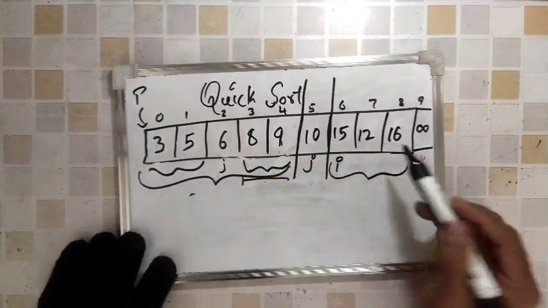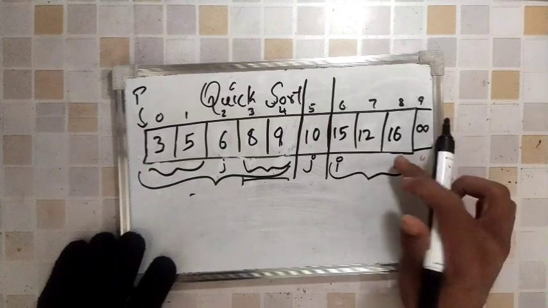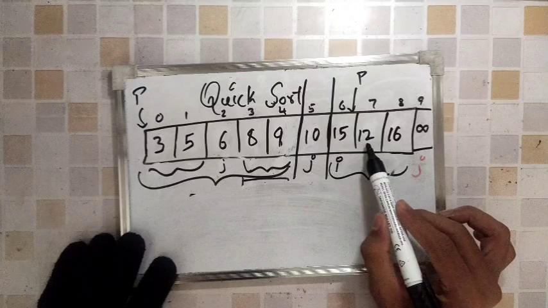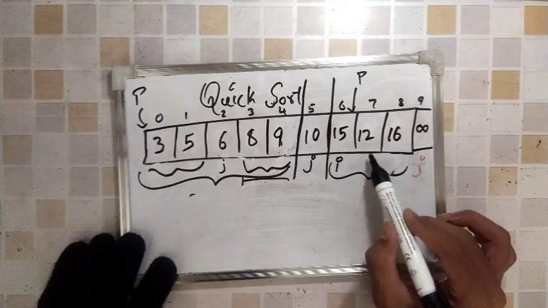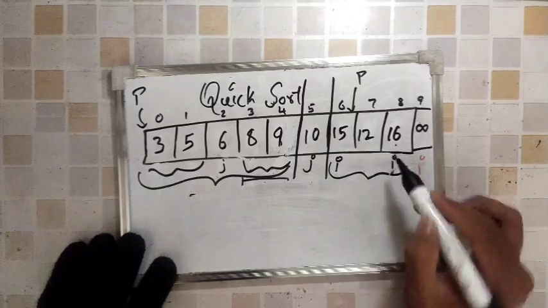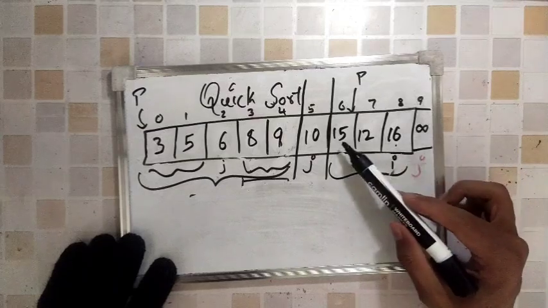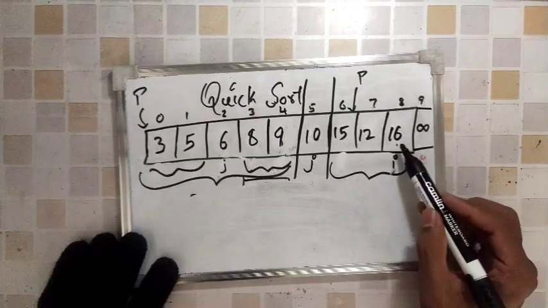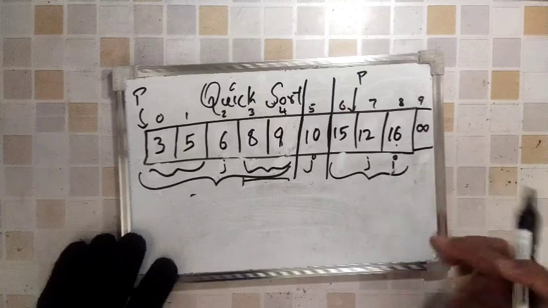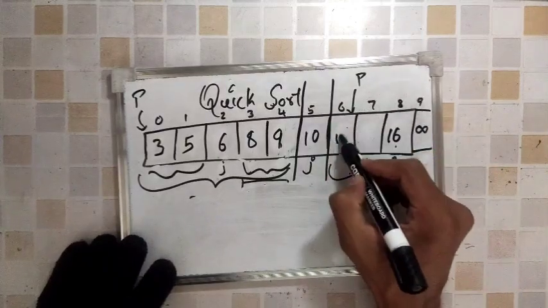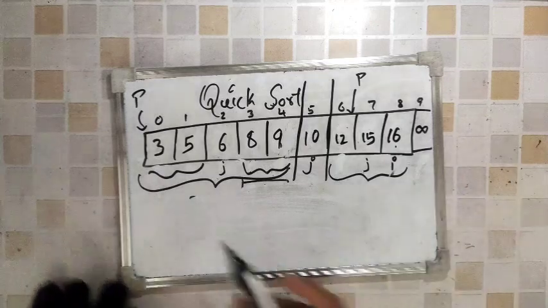Same thing happens here. i is here, j is here, this is my pivot. So i will increment, 12 is less than 15, so again it will increment to 16. So i comes here. j will decrement until it finds a smaller one. j will come here, it's not less. j will come here, yes, it is less, it will stop. Now the pivot and j will swap. So 12 and 15. Now you can see it's already sorted.